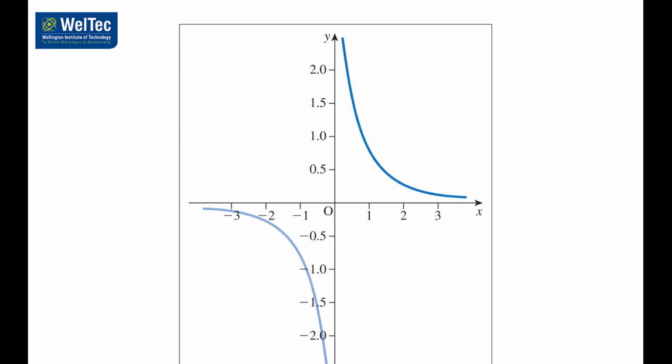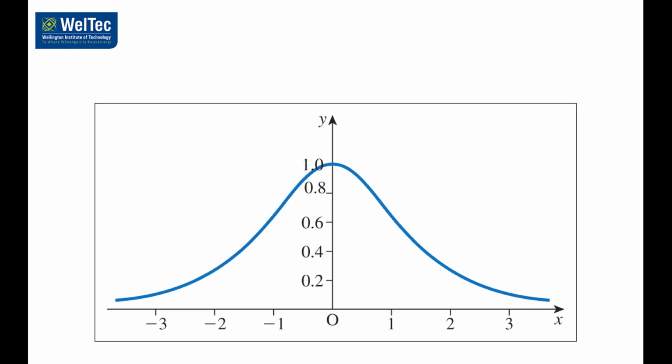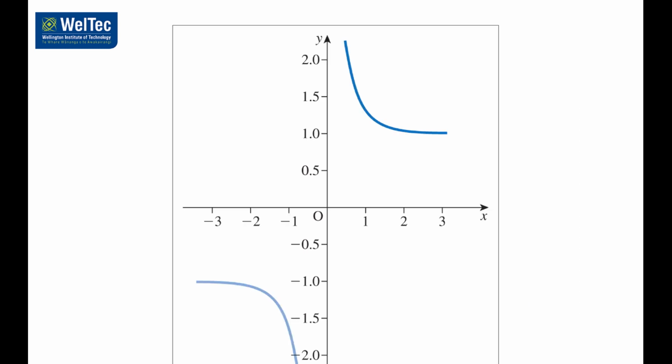We can also graph the hyperbolic version of cosecant, and similarly the hyperbolic secant. This one here is y equals hyperbolic cosecant, like that. This is the hyperbolic secant. And this is a graph of the hyperbolic cotangent.